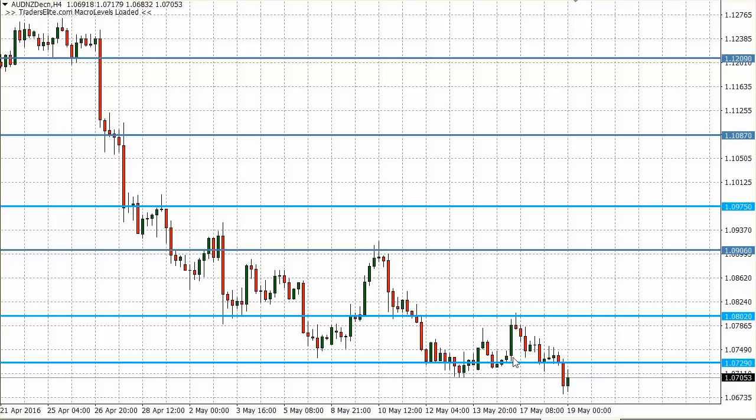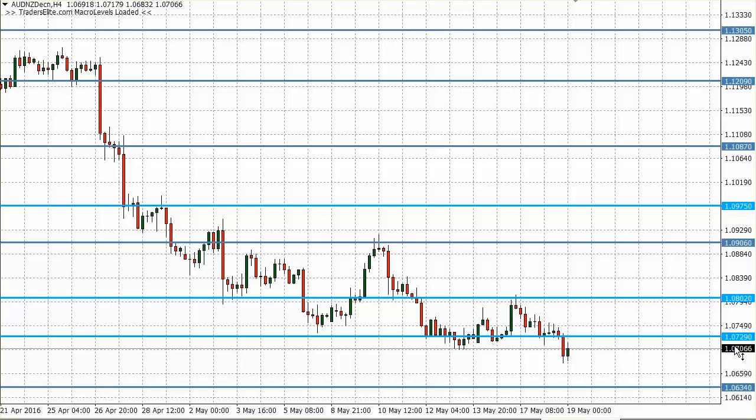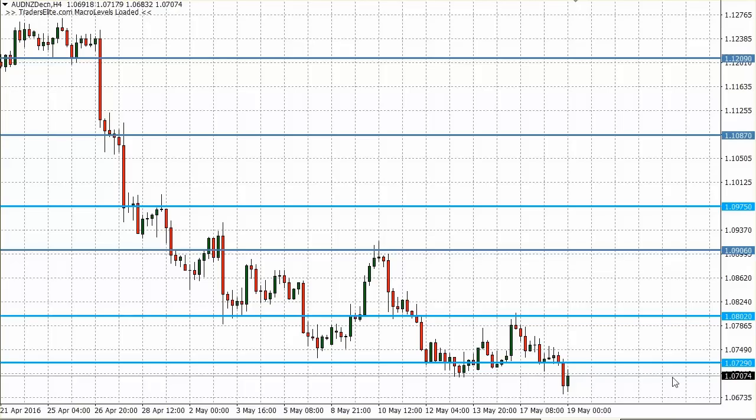You can see here it used it as support, rebounded, gravitated back to this upper macro level, rebounded back down to this 107.29 macro level, found support there. It's broken through. So now at this stage, we'll see if it tests the market at that point again. Otherwise, it too could very well be on a downward leg to the 106.34 macro level.